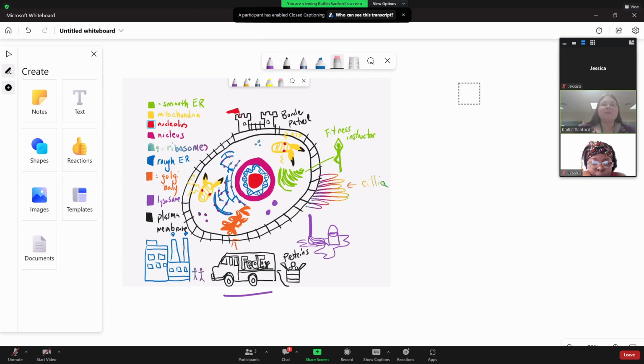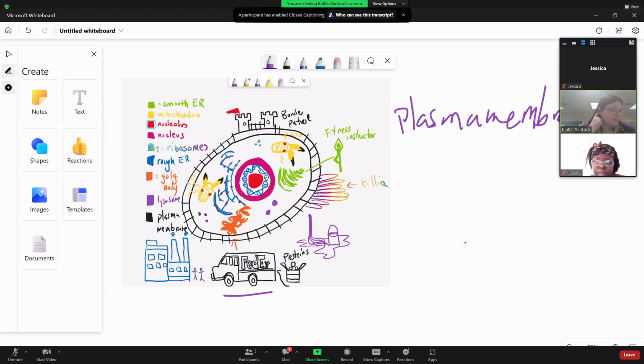What about the plasma membrane? What's the function of the plasma membrane? Go ahead and take a look at my little diagram. What do you think? It looks like it could be like a DNA or, I don't know, a train. I don't know. I don't know. That's okay.